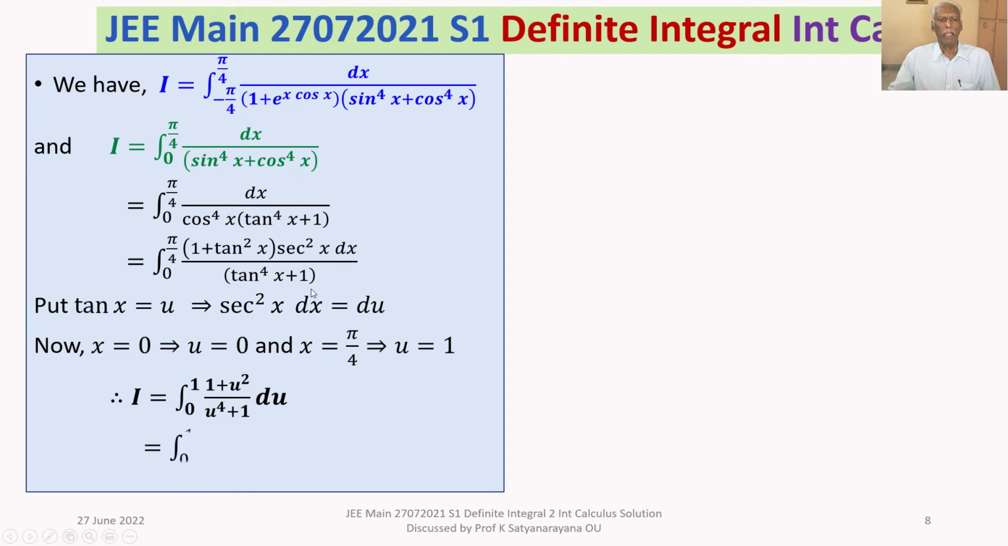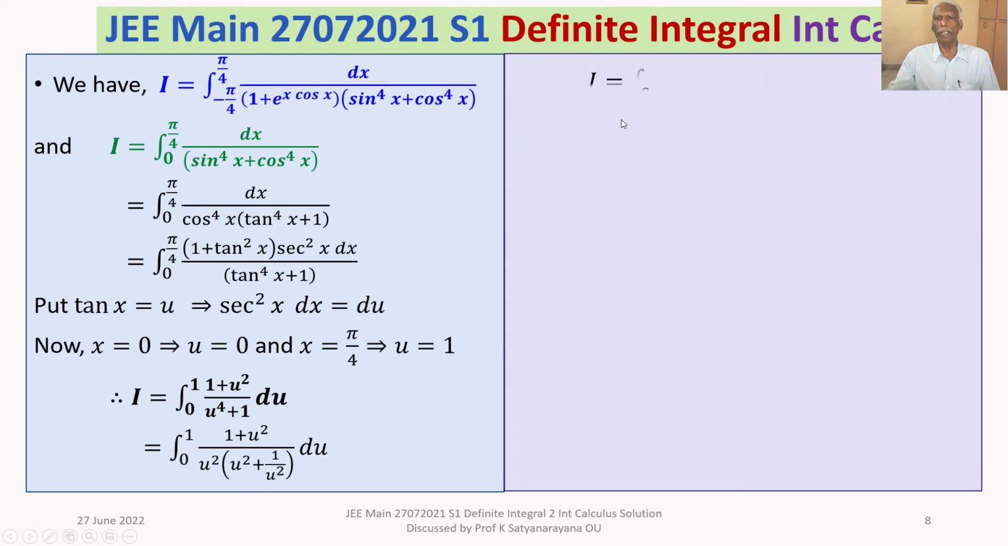Agreed. And now we take u square common in the denominator. Then you will get u square multiplied by u square plus 1 by u square in the denominator, and the remaining integral is the same. We continue here. Now that 1 by u square, send it to the numerator. Then it will be 1 by u square times 1 plus u square. So 1 by u square multiplied by 1 is 1 by u square, and 1 by u square multiplied by u square is 1. So 1 by u square plus 1 by this.